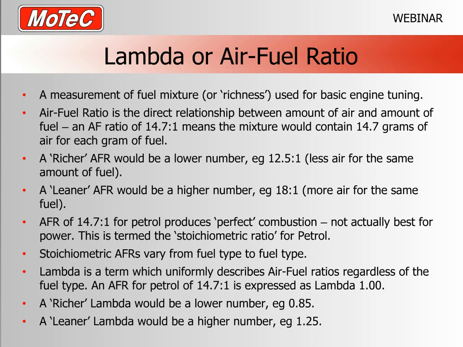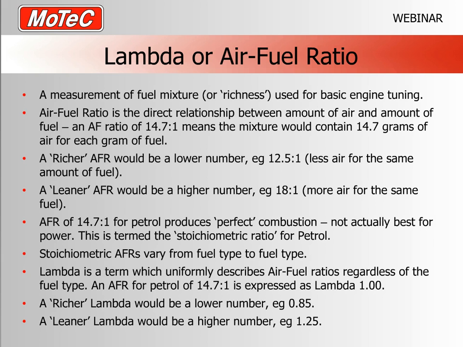So the reason air-fuel ratio is a term that we try to avoid here at MoTeC is so that we can go from one fuel type to another and still have numbers that make sense. The term we use is lambda, and this is virtually a descriptive term for the air-fuel ratio, and it is independent of the fuel type. So an air-fuel ratio of 14.7 to 1 for petrol, the stoichiometric air-fuel ratio for petrol, we express as lambda 1.0. A different fuel, for example E85, has a different air-fuel ratio, but when it is at that stoichiometric ratio, it would still be a lambda of 1.